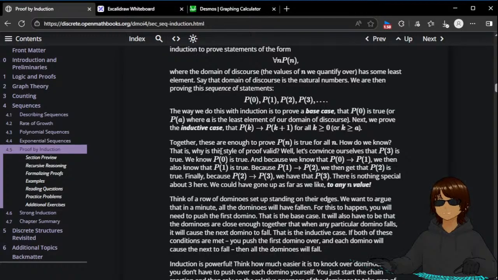That is, why is this style of proof valid? Well, let's convince ourselves that P3 is true. We know P0 is true. Because we know P0 is true, then P1 is true. Then we also know that P1 is true. Because P1 being true implies P2 is true, we then get that P2 is true. Finally, because P2 true implies P3 is true, we have that P3 is true.